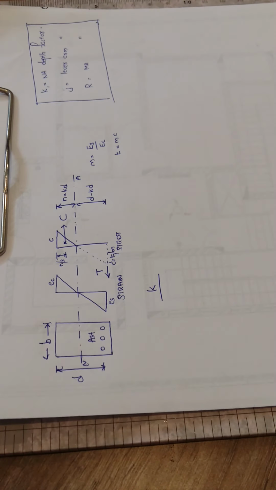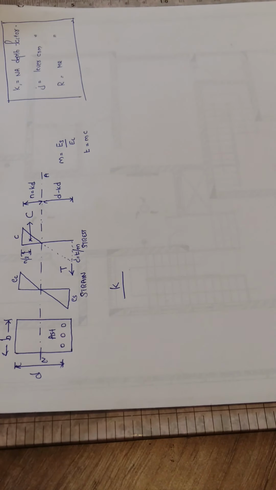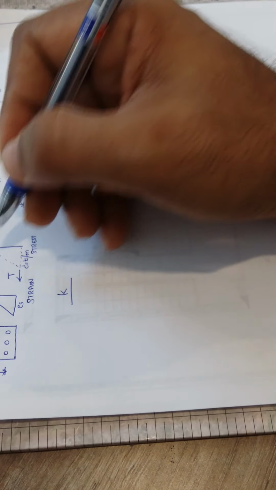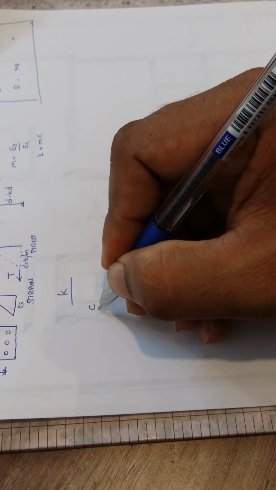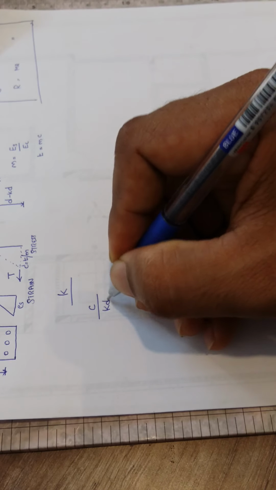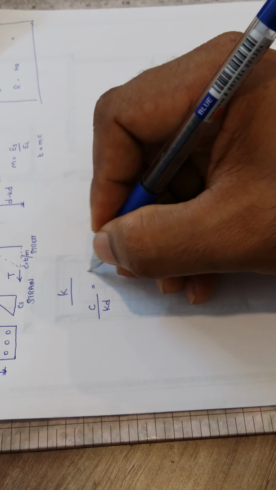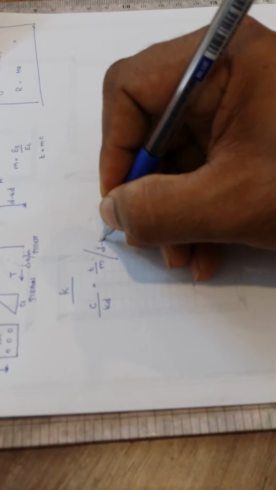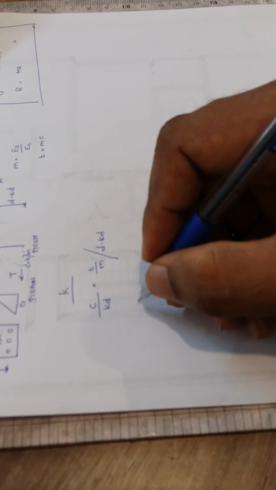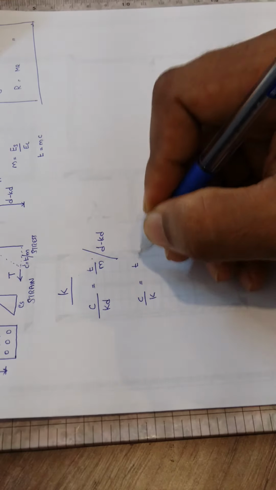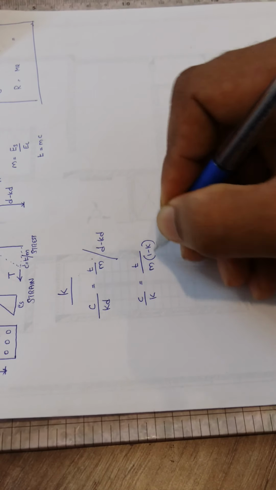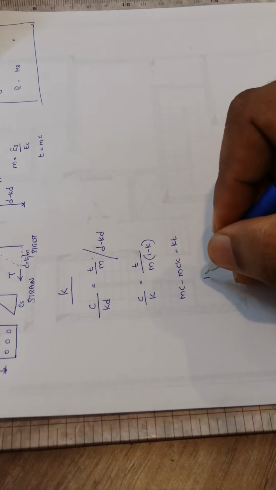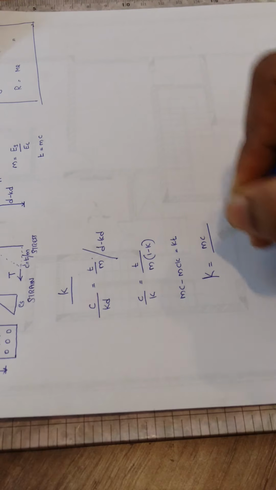How can we find out K, the neutral axis depth factor? It can be found by simply considering these two triangles. Considering those two triangles, we get c divided by kd equal to c dash. What is c dash? That is nothing but t by m, the whole divided by this distance, that will be d minus kd. So I can cancel out one d here. What I'm getting is c by k is nothing but t divided by m into 1 minus k. So writing mc minus mck is equal to kt, what I am getting is k, my neutral axis depth factor, that will be nothing but mc divided by mc plus t.